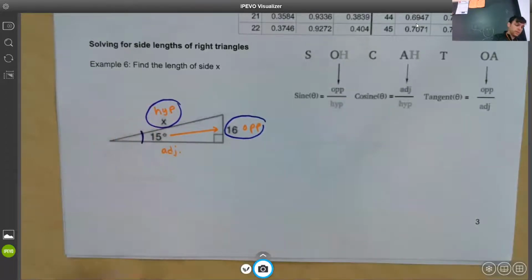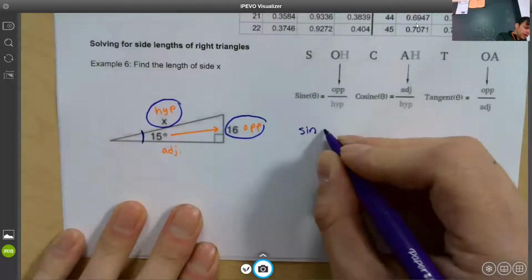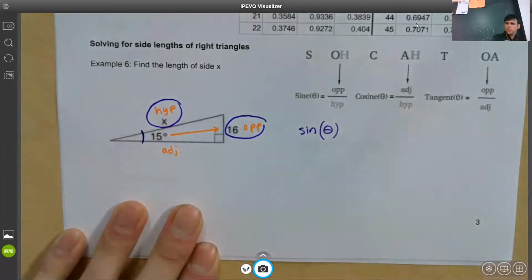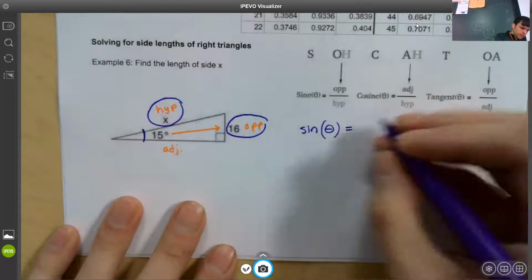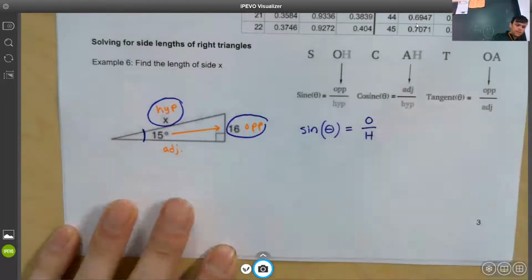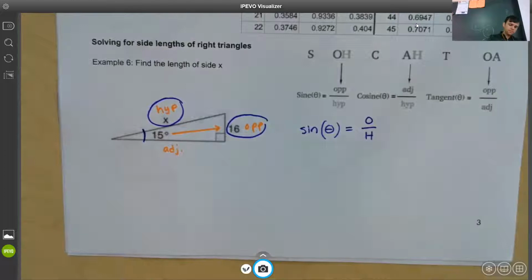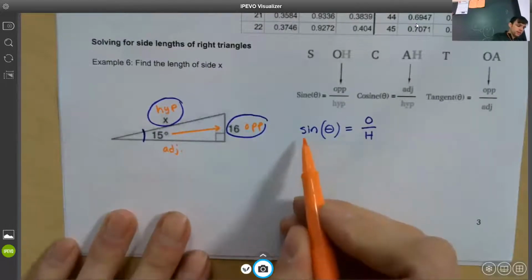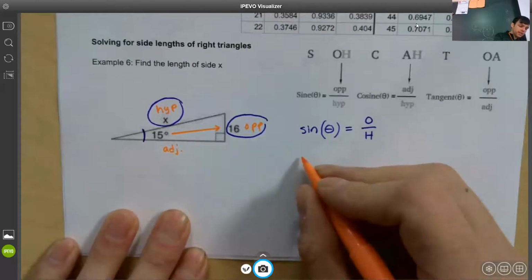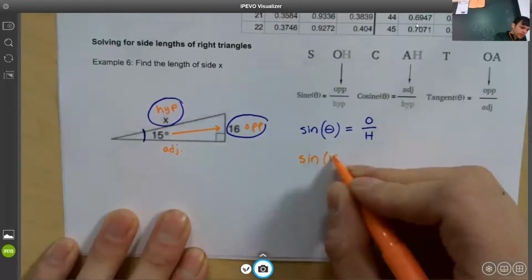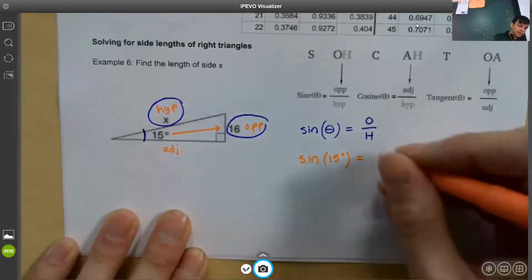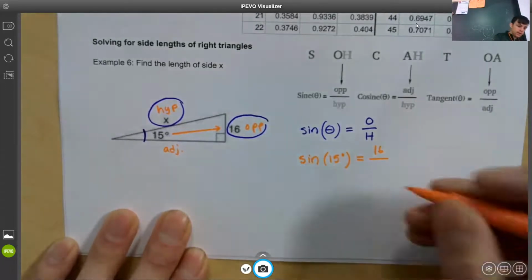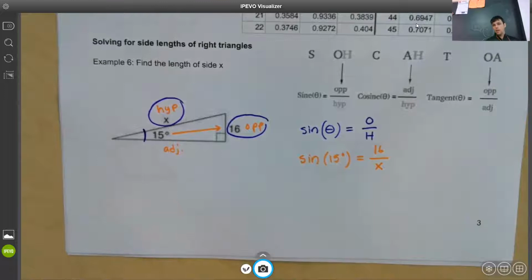So we're going to be setting up an equation. It's going to be sine of our angle. Theta is a variable that we use in trigonometry to represent angles. So sine of our angle is equal to the opposite divided by the hypotenuse. This is the equation structure that we're going to have. We're going to plug in the values we know. So sine of our angle, in this case a 15-degree angle, so sine of 15 degrees is equal to the opposite side, which is 16, divided by the hypotenuse, which is x, our unknown.